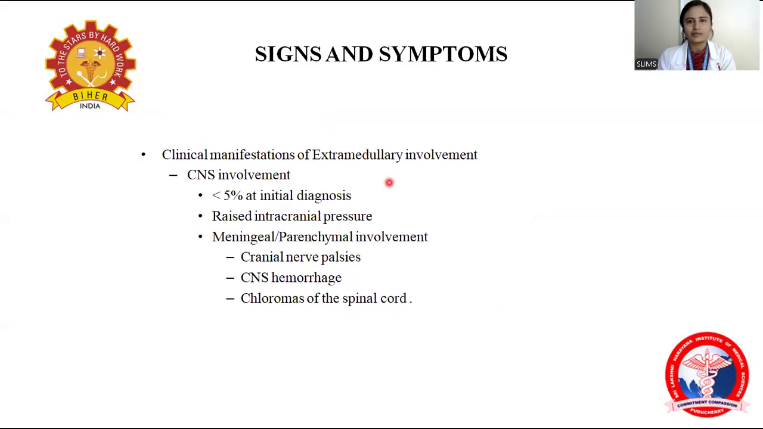And what is the clinical manifestation of extramedullary involvement? In extramedullary involvement, the leukemic cells proliferate into other sites and occupy areas other than the bone marrow. Then they will have signs and symptoms specific to the region. If the leukemic cells are present in the CNS, the CNS involvement will present as raised intracranial pressure, meningeal or parenchymal involvement, which can appear as cranial nerve palsies, CNS hemorrhage, or chloromas of the spinal cord. Mostly CNS involvement is less than 5% at initial diagnosis.